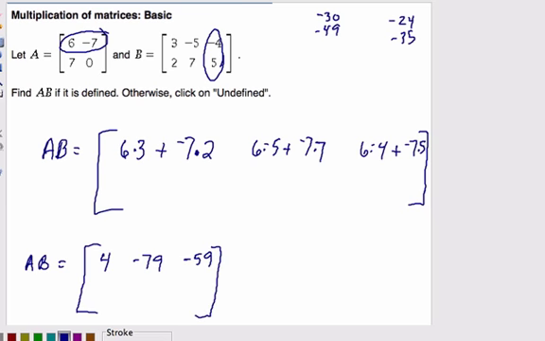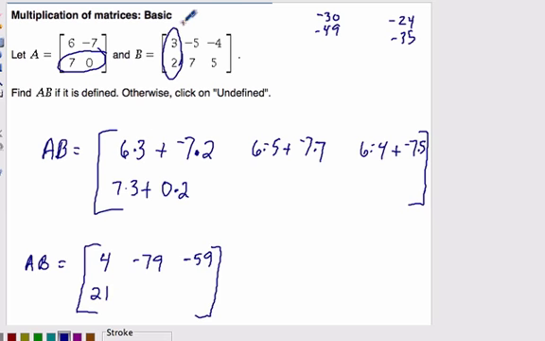Okay, so then let's continue the process now with row 2. We start over again with column 1, and 7 times 3. So the first entries, plus we multiply the second entries together, add them together. So that's going to be 21 plus 0, which is just 21. Okay, now row 2 with column 2, and that's going to be 7 times a -5 plus 0 times 7, and that's going to give me -35 plus 0, and that's going to give me -35 here.